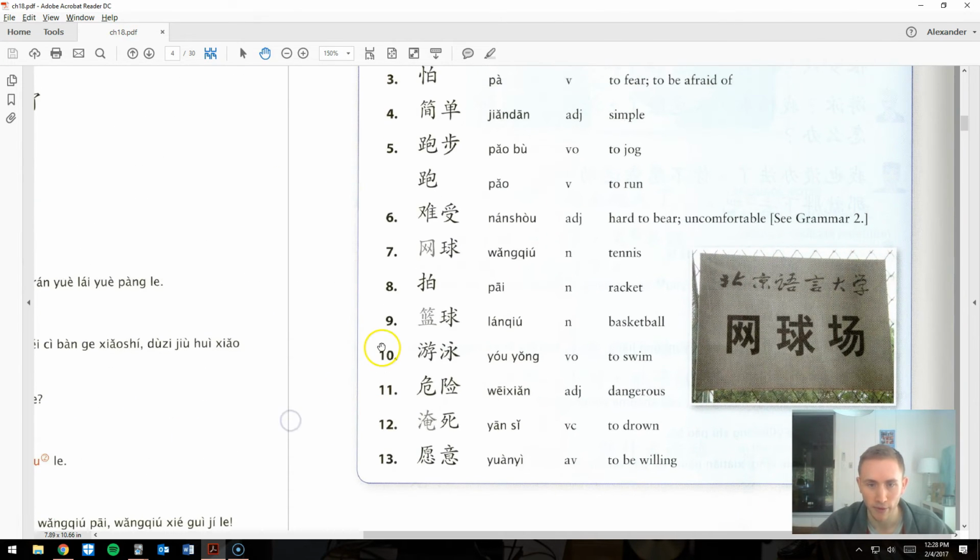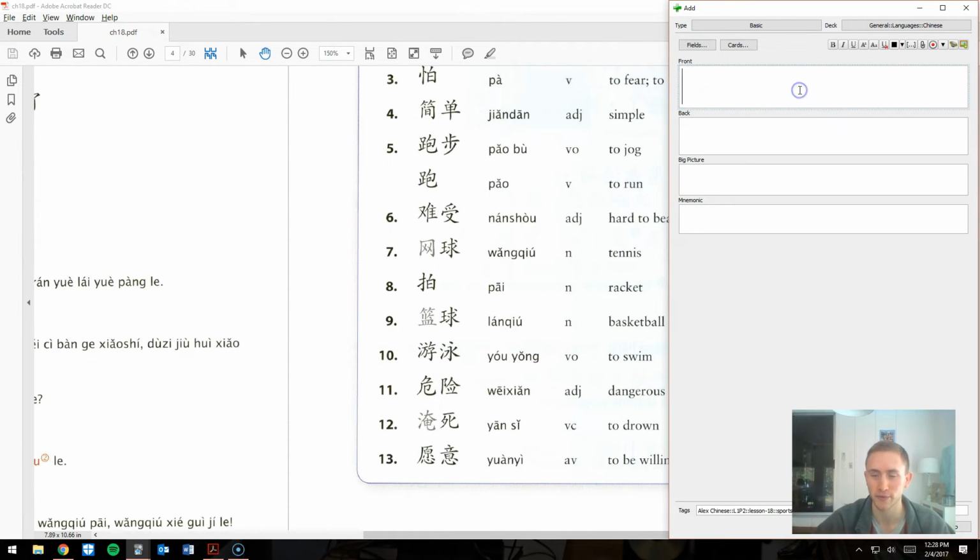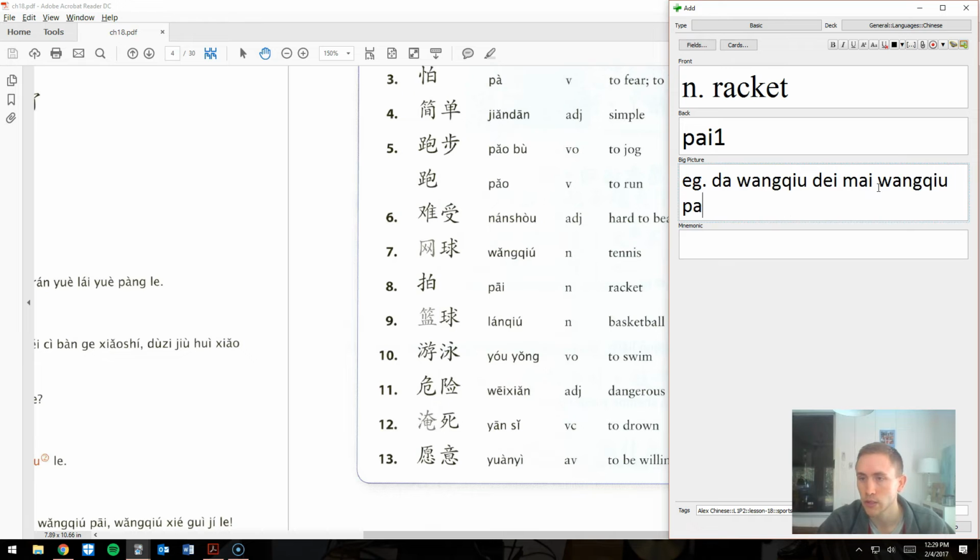Okay, I'll try to wrap this up relatively quickly here and move through the rest of it. We're kind of getting on in time. Pai, like we said, is racket, tennis racket. So I'm just going to say racket. Again, this is not something that I know. So pai, give a quick example. We already did it. Wangqiu. Or 打网球得买网球拍. Okay.